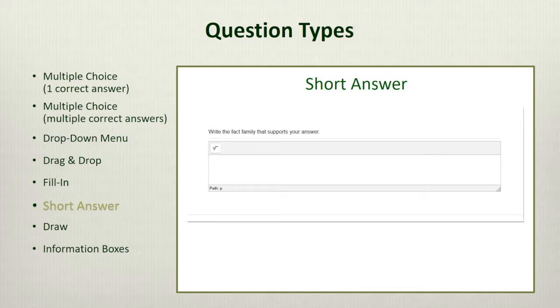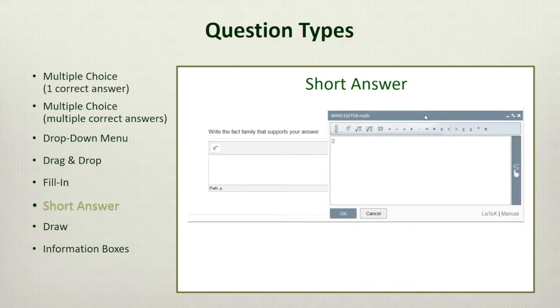Some open-ended short answer prompts will require students to use numbers, math symbols, fractions, even radicals or exponents to show the answer. This problem, for example, asks students to write a fact family, so we'll use an equation editor. Click on the white icon once to open up the pop-up equation editor.